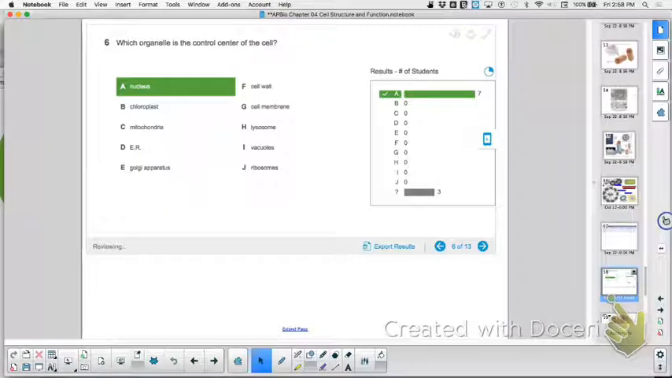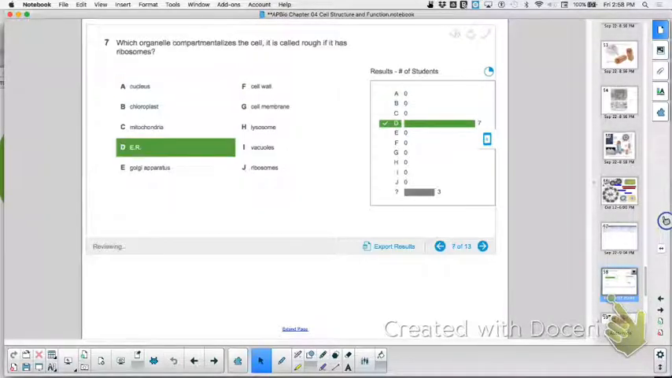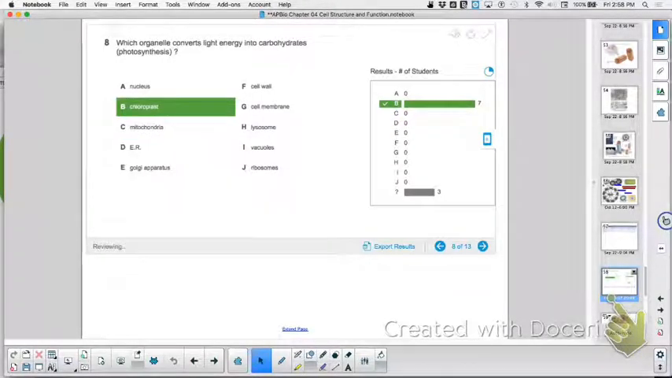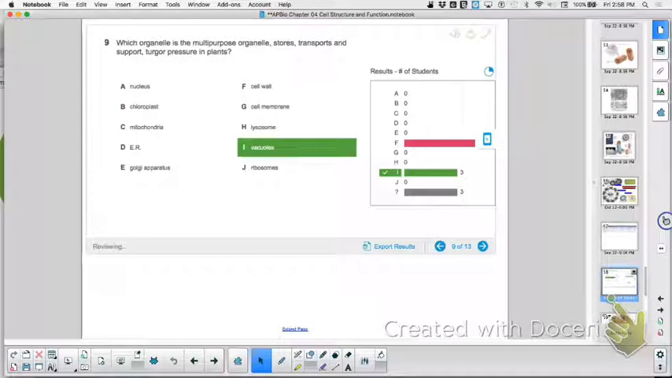Anybody think of something else? Oh no, we're not good. Which organelle is a multi-purpose organelle? Stores, transports, support, turgor pressure should have given it away. Turgor pressure in plants, that's the vacuole that does that. Cell wall does not store.